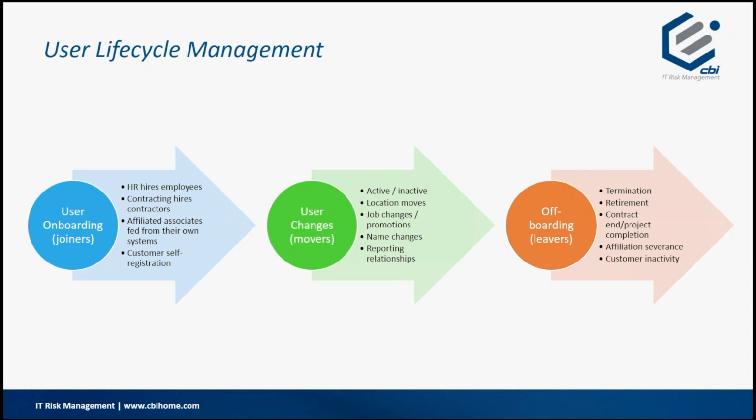We have affiliated associates fed from their own systems possibly, like in the case of manufacturing, which may have dealers that sell the manufacturer's products, and those dealers have their own customers and their own systems. So there's integration from that side and the onboarding of those particular users. Or maybe insurance companies have agencies which have agents underneath them. They may have their own independent systems for that side, because an insurance agent may sell products from different insurance companies. So there's all those kinds of complex relationships.